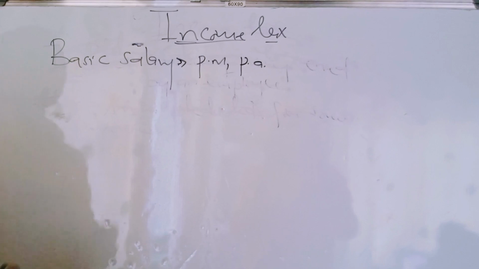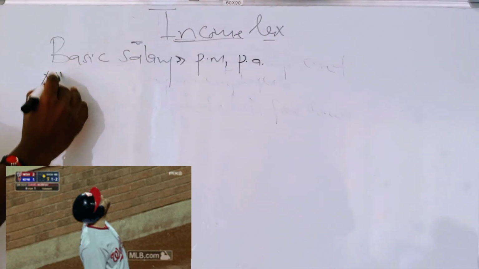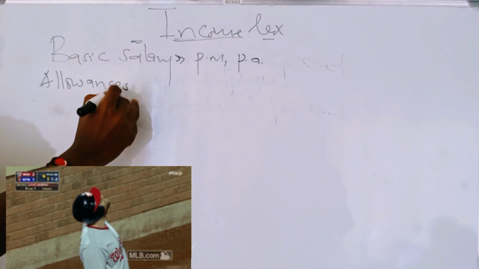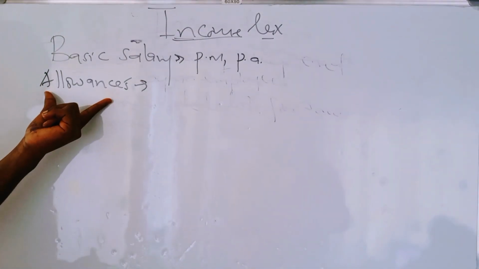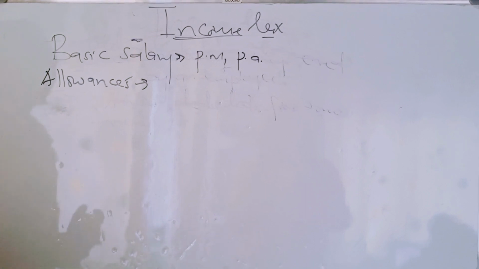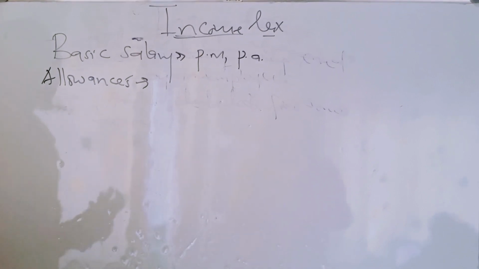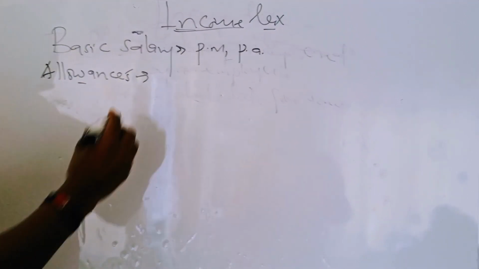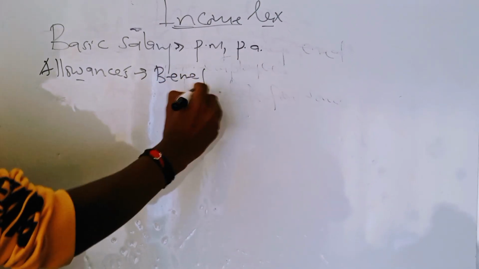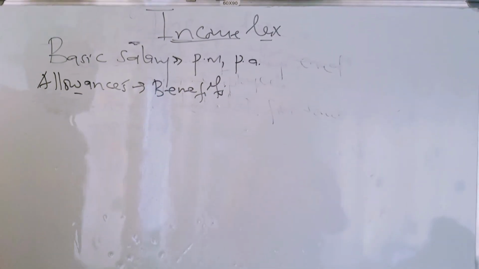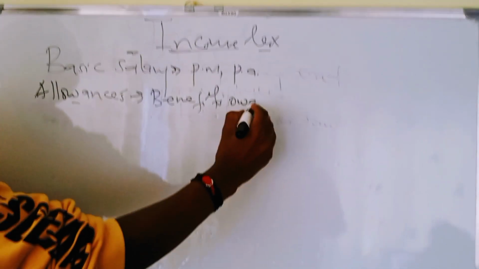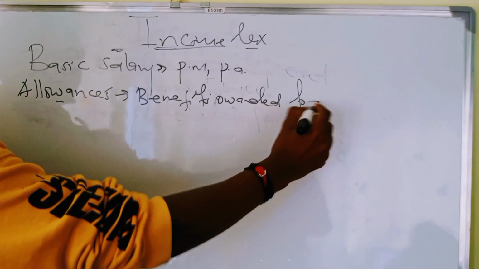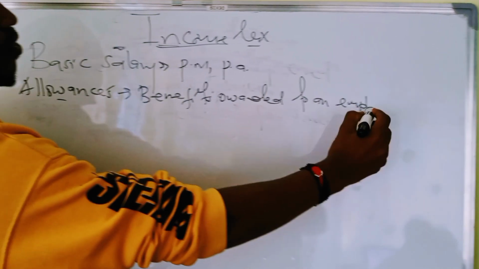Now, we have another term called allowances. I'll define allowances as benefits. Besides the basic salary, the employer might decide to add something small or give you a token for your daily routine and so on. So allowances are benefits awarded to an employee.